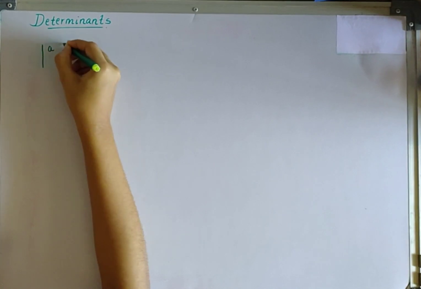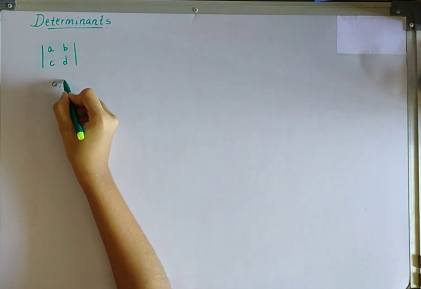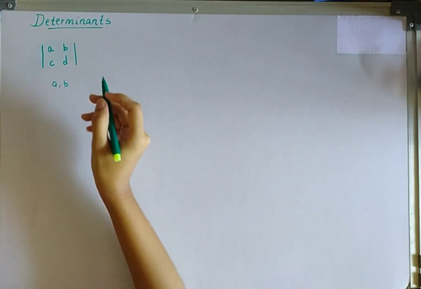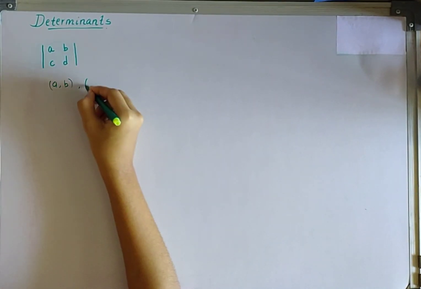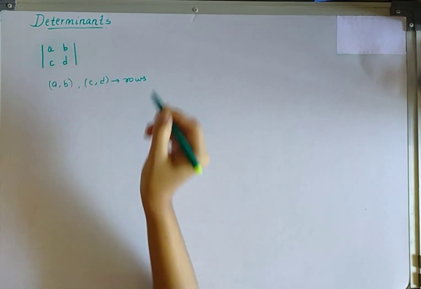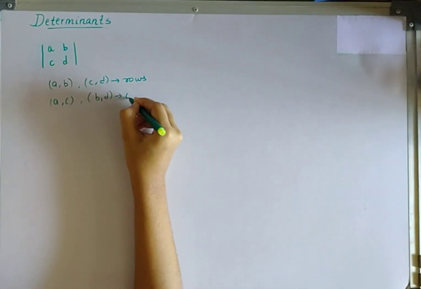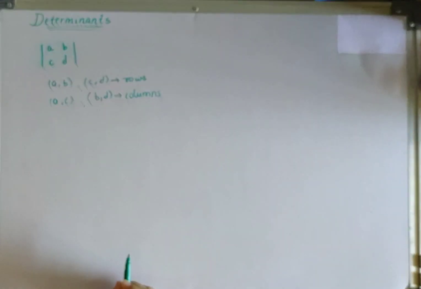Determinants are represented in the form of this, where A and B, or you can say C and D, are the rows of your determinant, and A, C and B, D are the columns of your determinant.